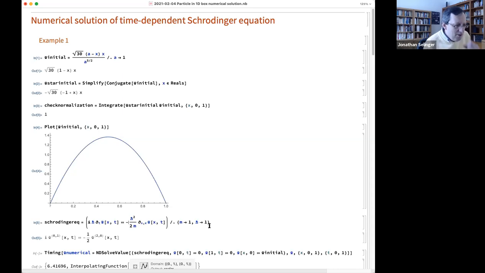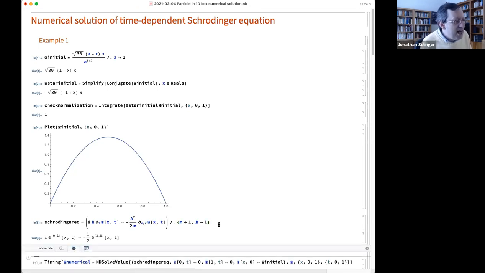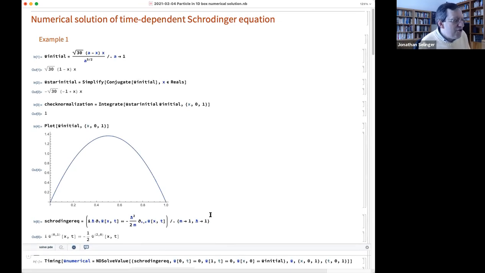All right. Now, numerical solution needs numbers, right? I mean, you can't solve it with variables like m and h bar. So I'll put in that m is 1, the mass is 1, and h bar is 1. This is the Mathematica notation for that.